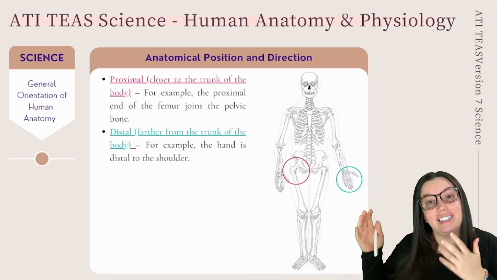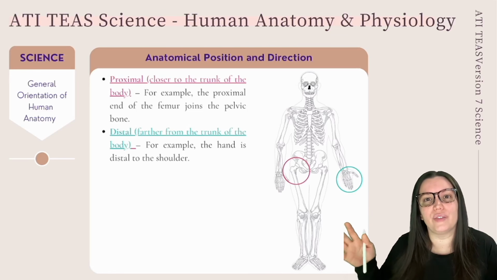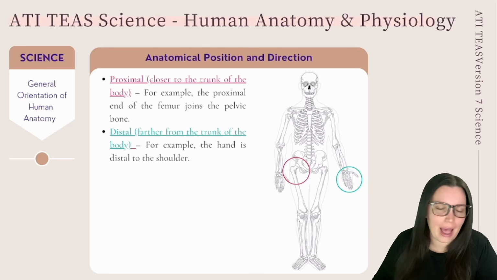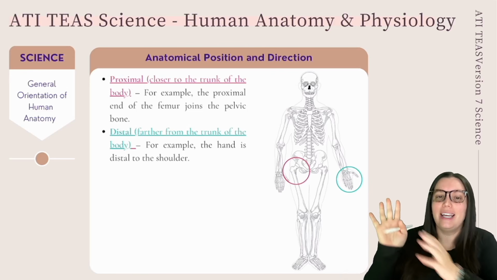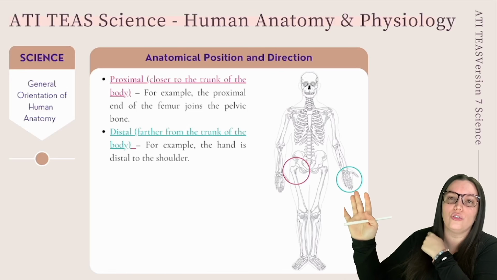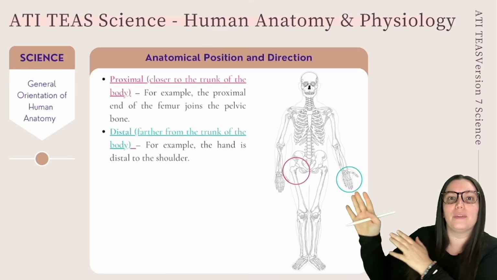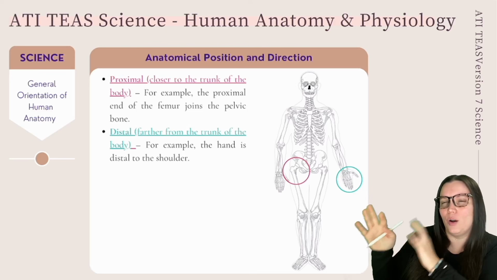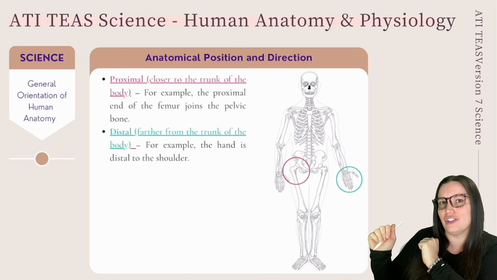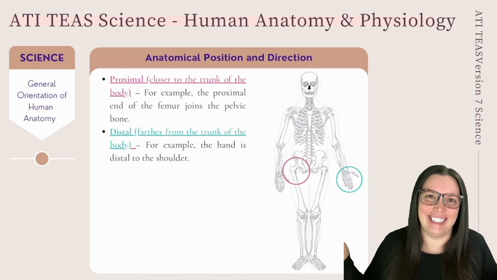Whereas when we're looking at distal and we're trying to figure out what's further away from the trunk, we can absolutely say that our hand is distal to the shoulder, right? The shoulder is closer to the trunk of the body, and our hand is much more distal. It's much further away from the body. Hopefully that clears up some anatomical positions to help you pass your ATI TEAS.